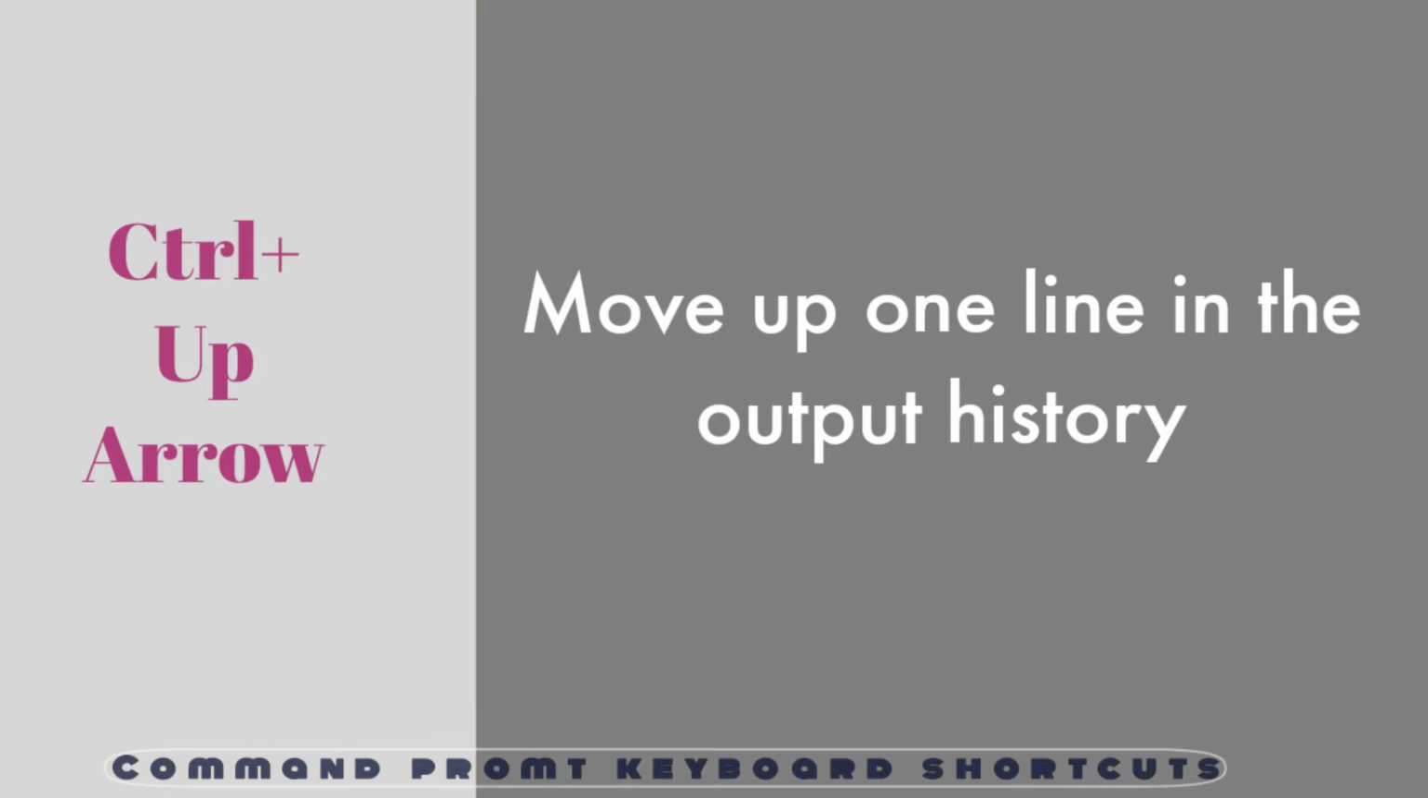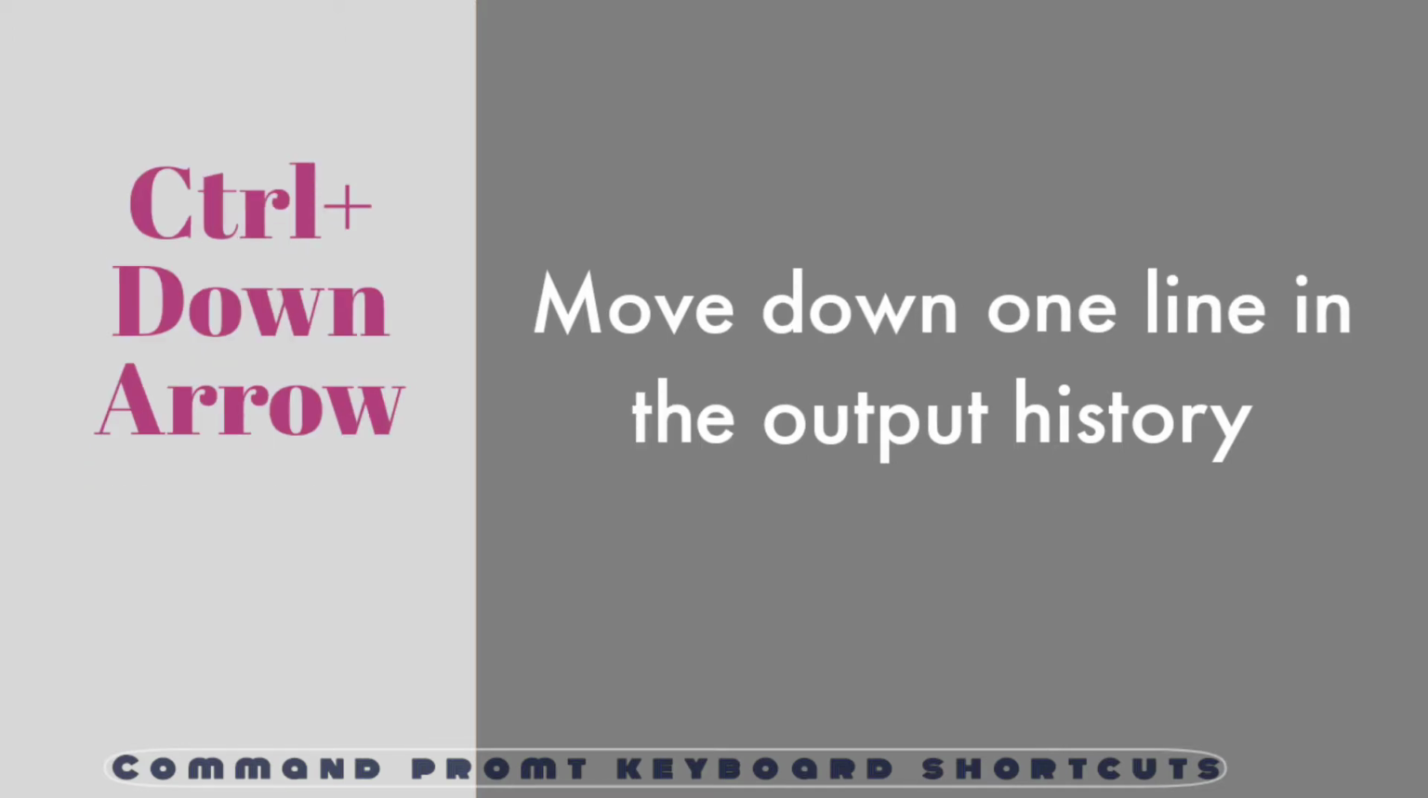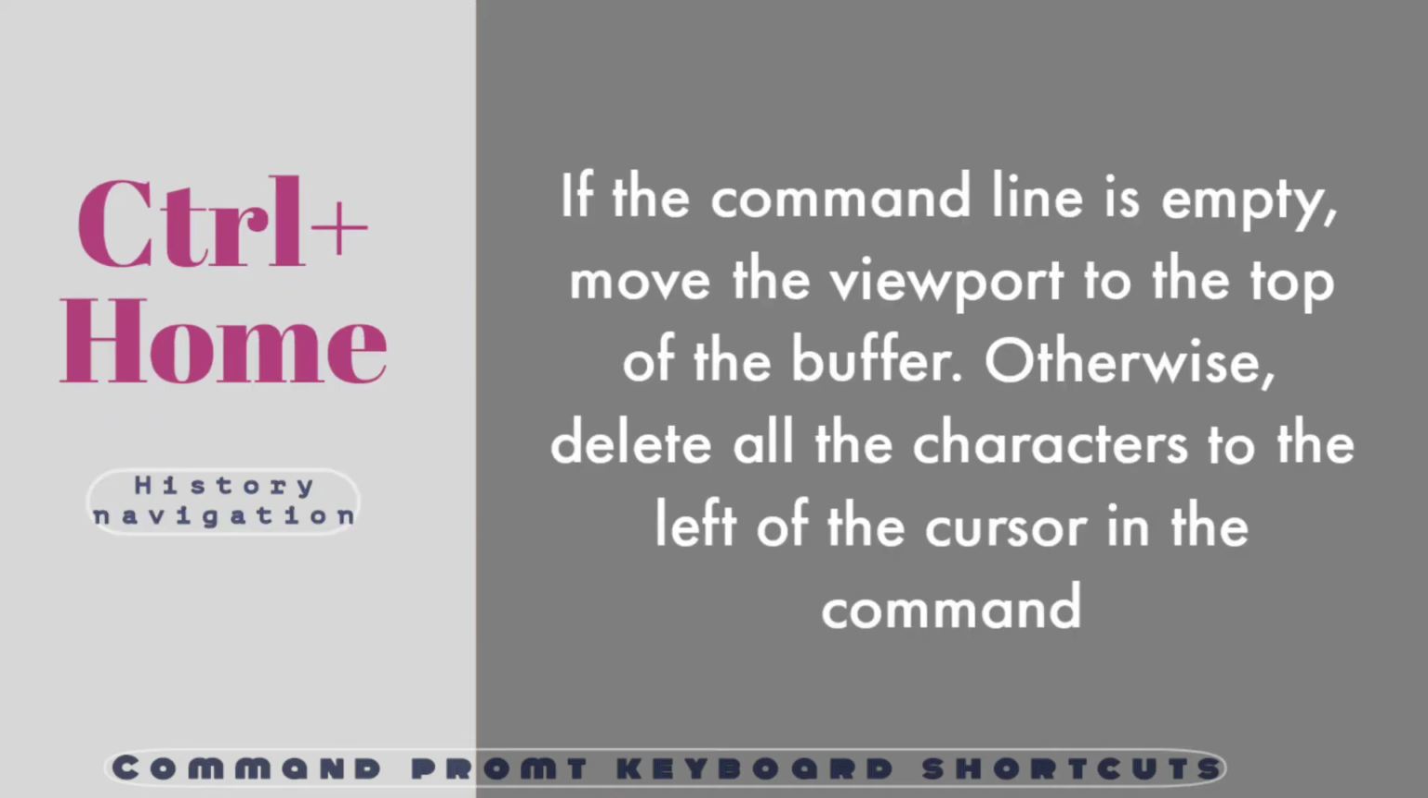Control with up arrow to move up one line in the output history. Control with down arrow button to move down one line in the output history. Control with Home button: if the command line is empty, move the viewport to the top of the buffer. Otherwise, delete all the characters to the left of the cursor in the command line.